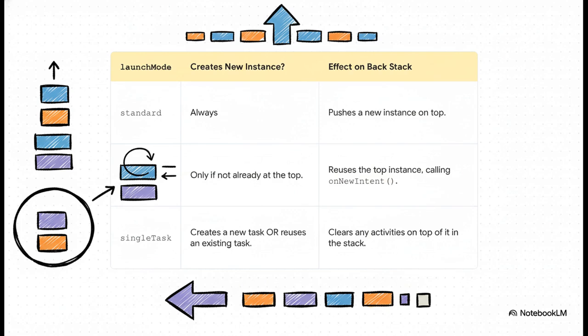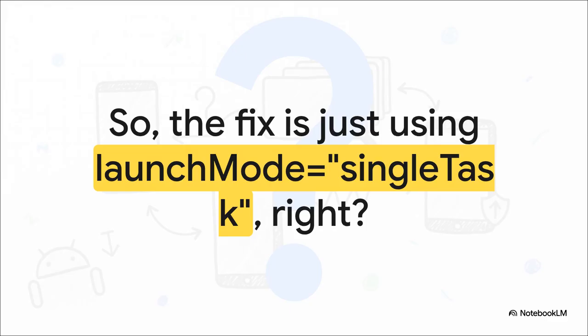But the one to really pay attention to here is single task. It's really powerful. It basically says, hey, this activity is special. Make sure it's the start of a task, and if you launch it again, clear everything on top of it. So, looking at that table, the solution to our dueling activities problem seems kinda obvious, doesn't it? If we don't want a second copy of our app, we just set our main activity's launch mode to single task in the Android manifest.